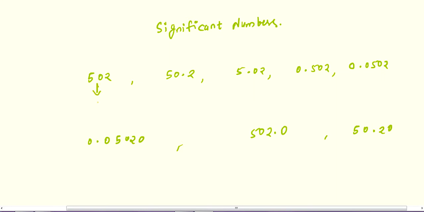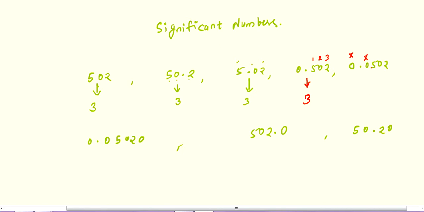502, number of significant digits is 3. 5.02, simply this number is starting from 5, again first, second, third, 3 digits. Now this number is starting from 0. So we will not count this 0 as our digit. Simply we will count this 1, 2, 3. So how many digits are we having here? 3 digits.